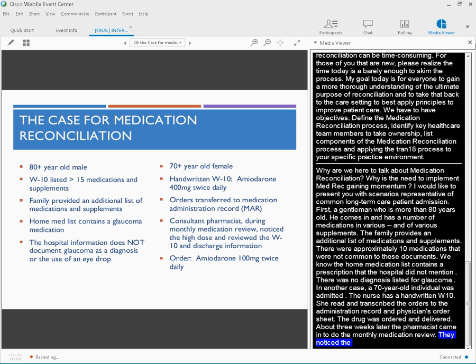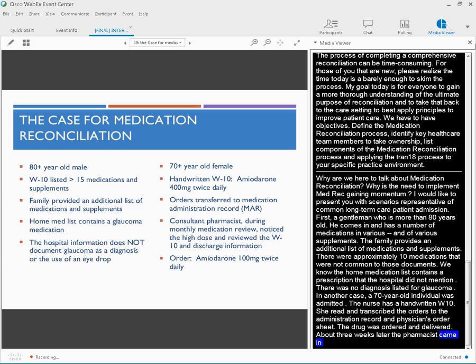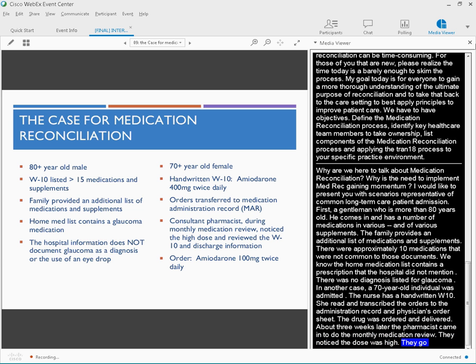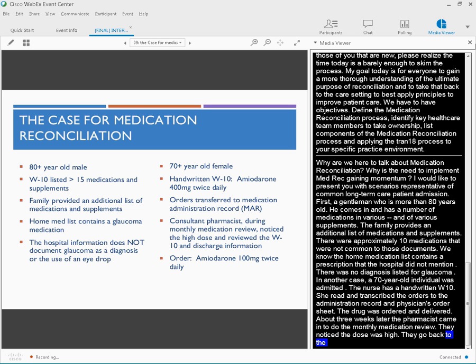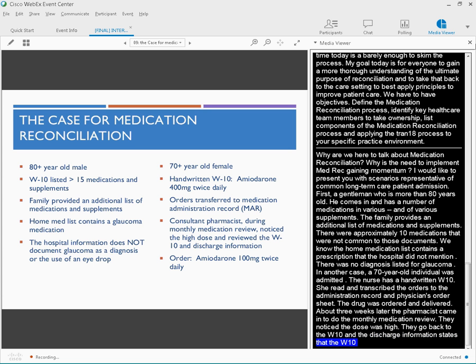Goes back to the W-10, and the discharge information is basically trying to do a med-rec, and notices that the W-10 was originally used with a fax document, and the amiodarone was written on the second or third line, and the drug above was written X milligrams.